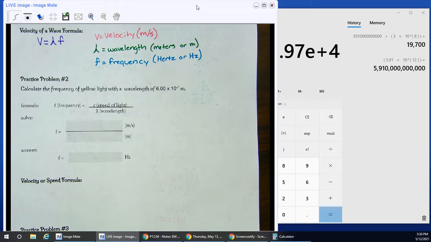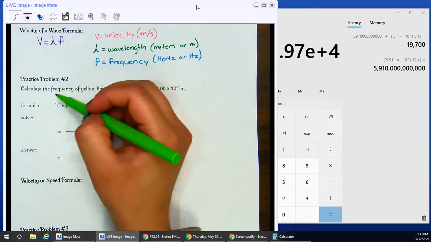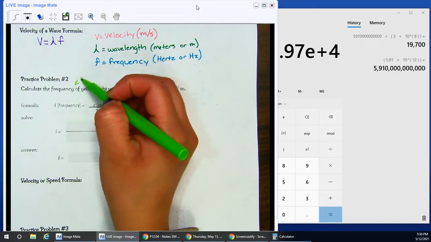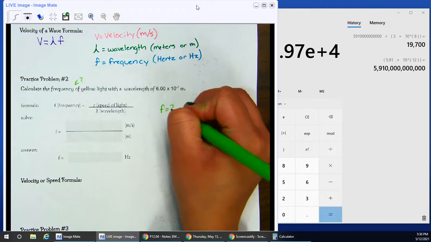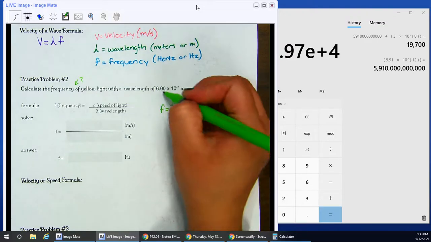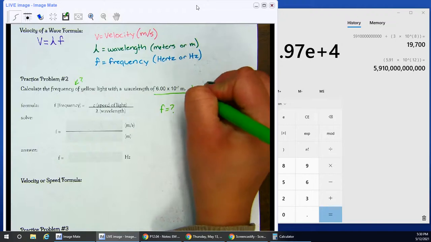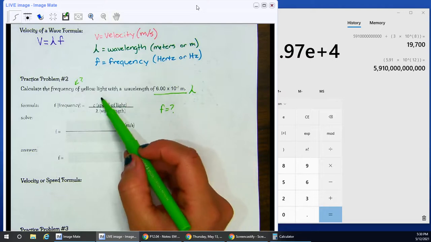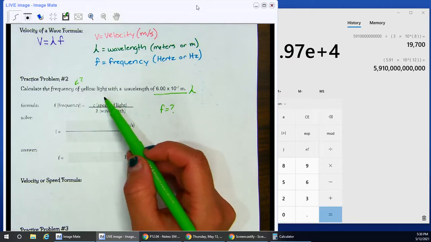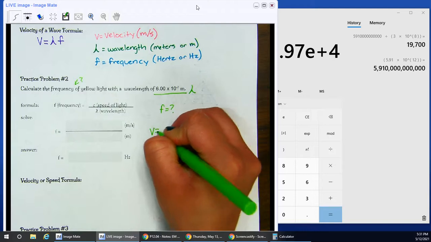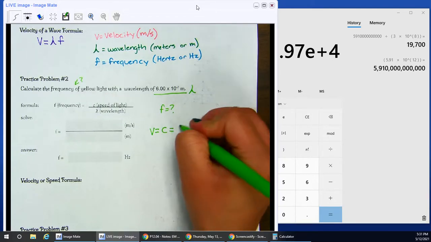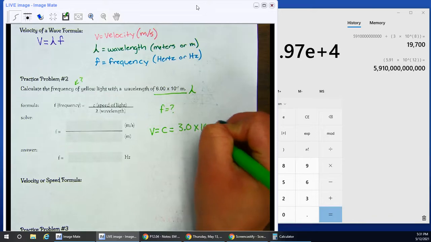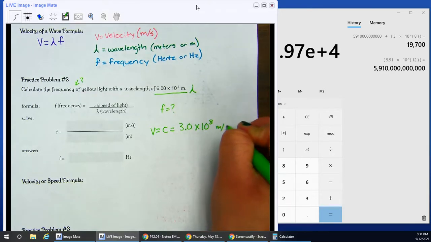Calculate the frequency of yellow light with a wavelength of 6 times 10 to the negative 7th meters. Okay, so we want to find the frequency. That's what we're looking for. We have the wavelength of 6 times 10 to the negative 7th. And we're also always going to know the speed of light. Even though it's yellow, it still has that same speed of light. That velocity is going to equal speed of light, which equals 3.0 times 10 to the 8th meters per second.